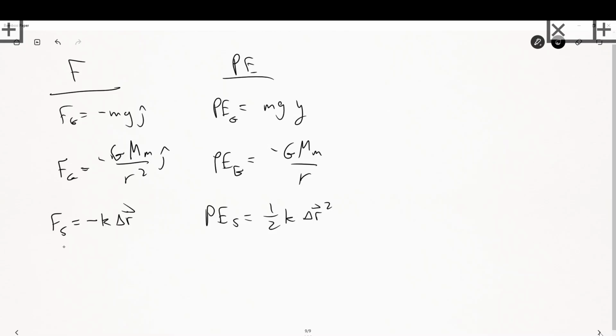And are there any other important ones that I want to talk about? No, this is pretty much it for now. So these are various forms of potential energy, and these are going to show up in energy conservation equations.